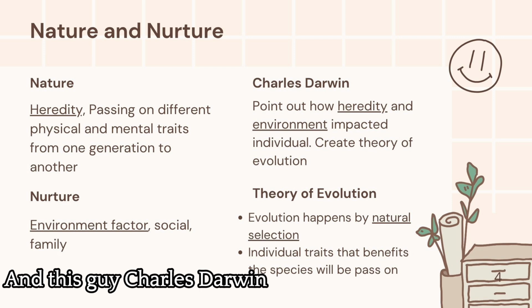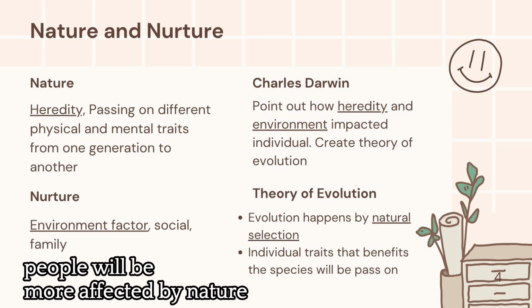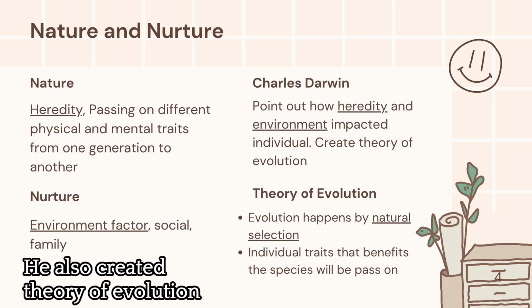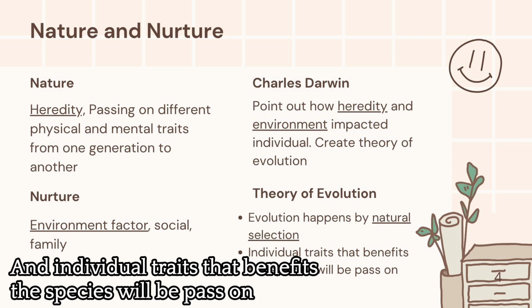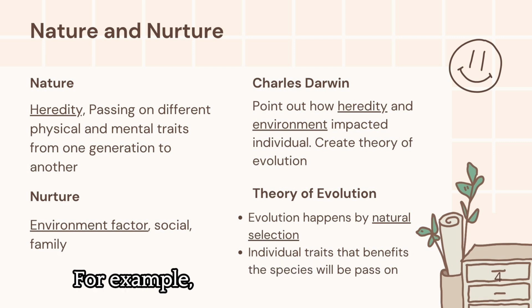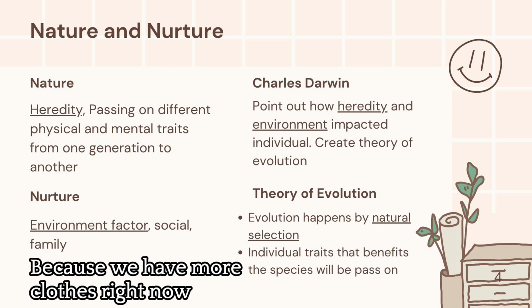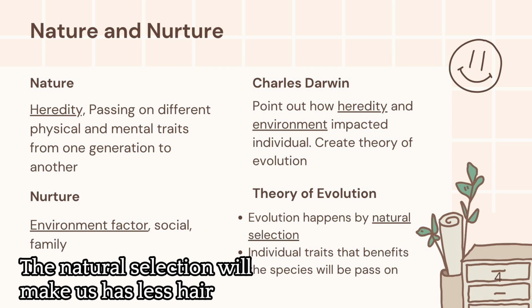And this guy, Charles Darwin, I think maybe some of you have heard of him before. He's pretty famous, and he actually thought that people are more affected by nature, and he pointed out how both heredity and environment impact the individual, and he also created the theory of evolution. The theory of evolution is basically that evolution happens by natural selection, and individual traits that benefit the species will be passed on. For example, humans right now are likely to have less hair than humans a couple of centuries ago, because we have more clothes now and we don't need to worry about keeping our bodies warm. So natural selection will make us have less and less hair.